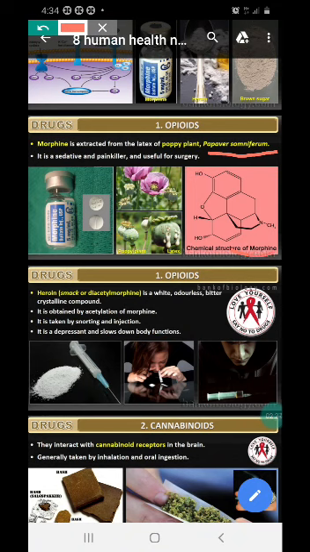And heroin, which is commonly called smack, is actually diacetylmorphine. Diacetylmorphine is a white colored, odorless, very bitter and crystalline compound. It is obtained by acetylation of morphine. Diacetylmorphine, right? It is obtained by acetylation of morphine.